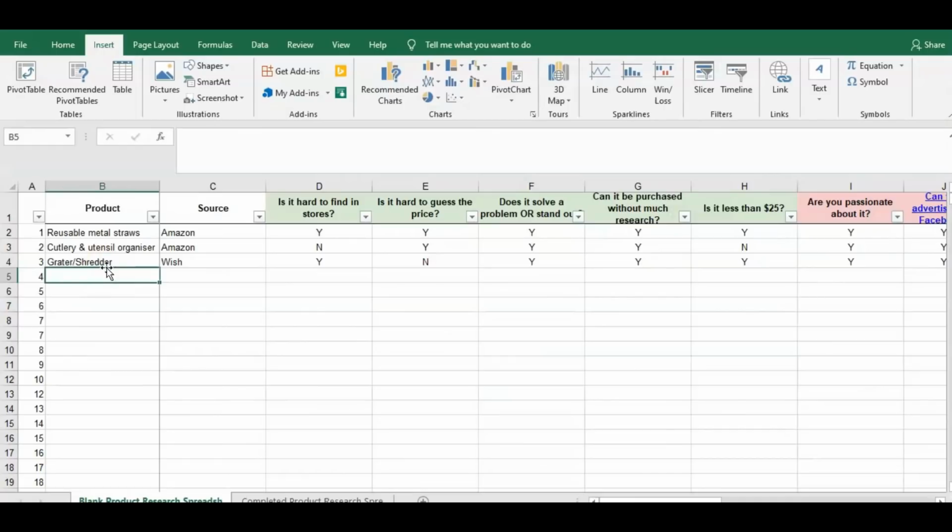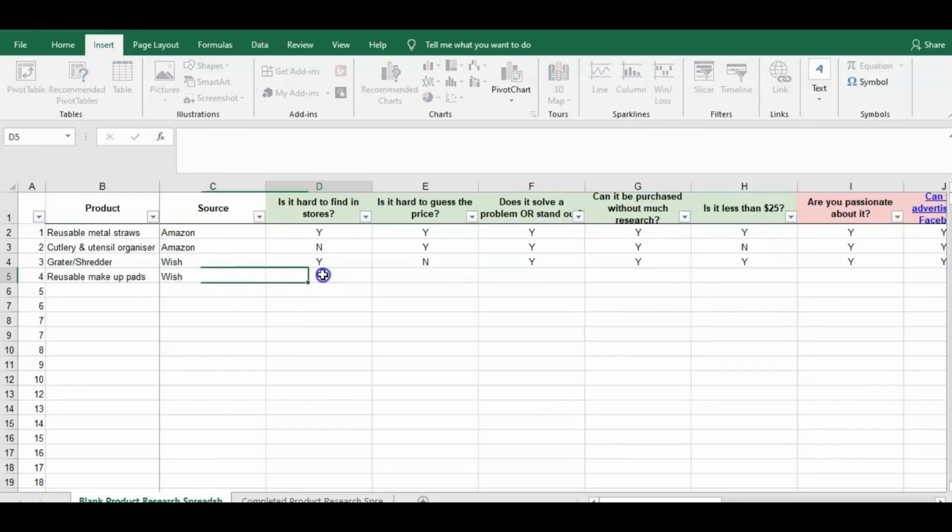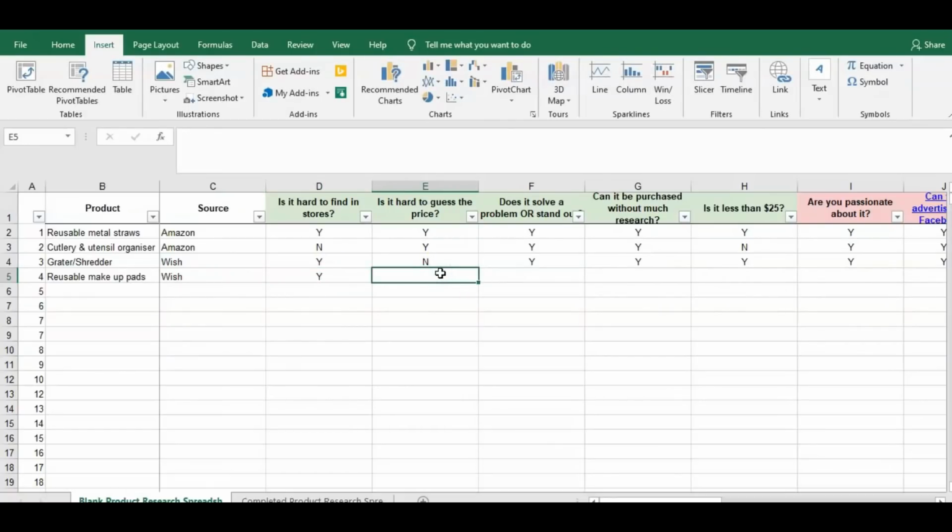Okay, so we're back here on our spreadsheet. Let's just say reusable makeup pads. Those were on Wish. It's hard to find these stores. Yes, I haven't seen them. Is it hard to guess the price? I would say yes. It's something that solves a problem.